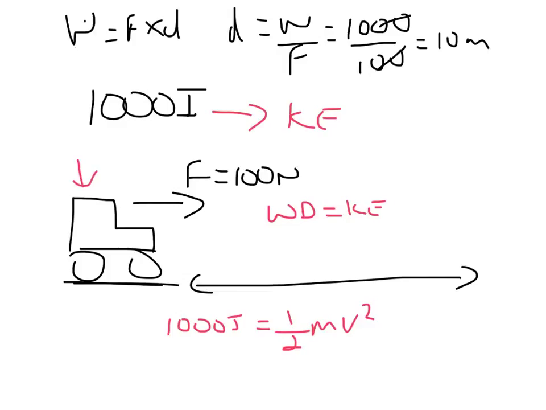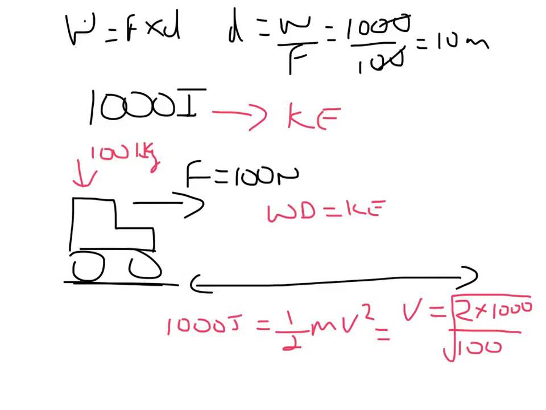Now let's assume a really small car. We've got a 100 kilogram car. Okay, really tiny little car. Alright, now we can rearrange this equation to find out what the speed of the car would be. Alright, so all we need to do is v equals 2 times 1,000 divided by 100 kilograms, square root the whole thing, which will give you an answer of 4.4 meters per second.